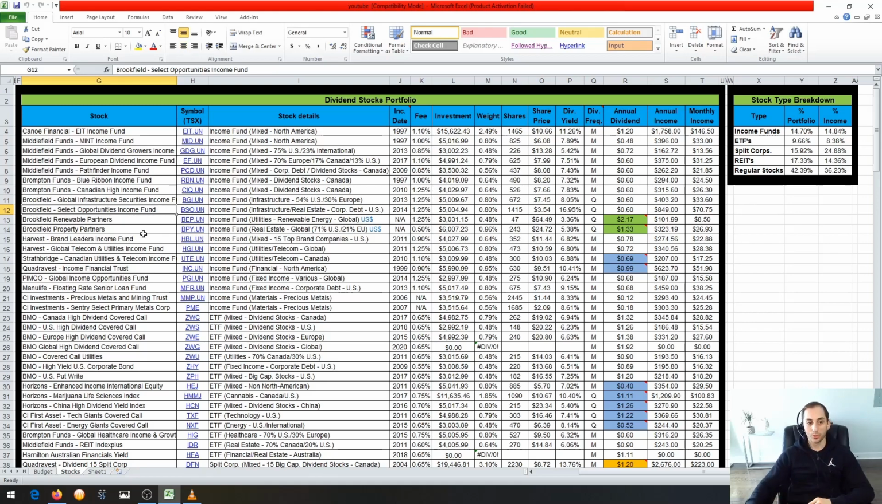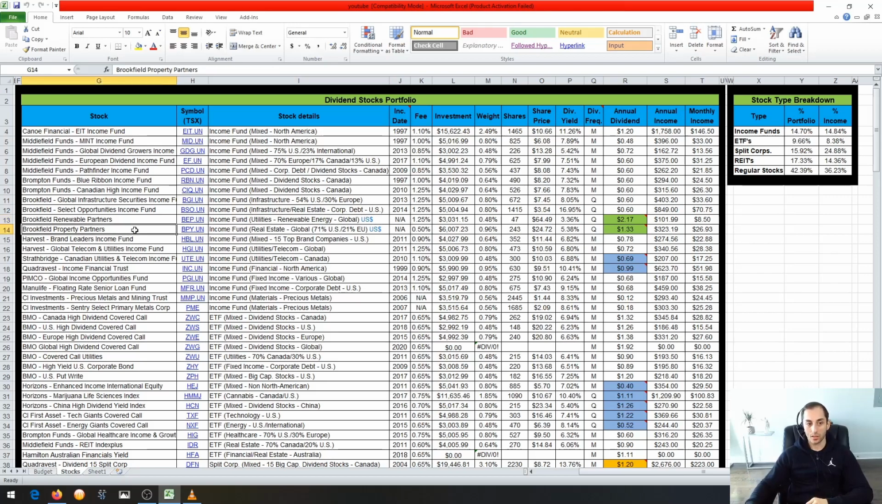The next one is pretty cool too. It's called the Renewable Partners Fund. So this focuses on the utilities companies, specifically renewable energy, and this is global. So the US dollar sign here, by the way, is because the dividend is paid out in US dollars, but through the brokerage, when I get it, it's automatically exchanged into Canadian dollars.